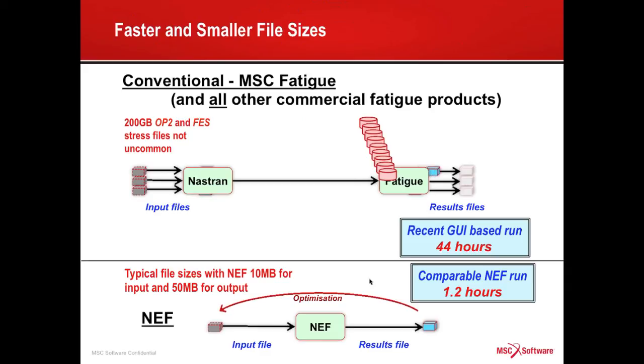Now, I said earlier that we think that probably means an improvement in process of about a factor 5 times faster, but we have had examples recently where this has been as much as nearly 40. So we did a recent benchmark in Germany for a major automotive company, and they found they suddenly had an improvement from 44 hours to 1.2 hours. So there's some significant improvements in speed and also significant improvements in the size of the files that have to be handled.